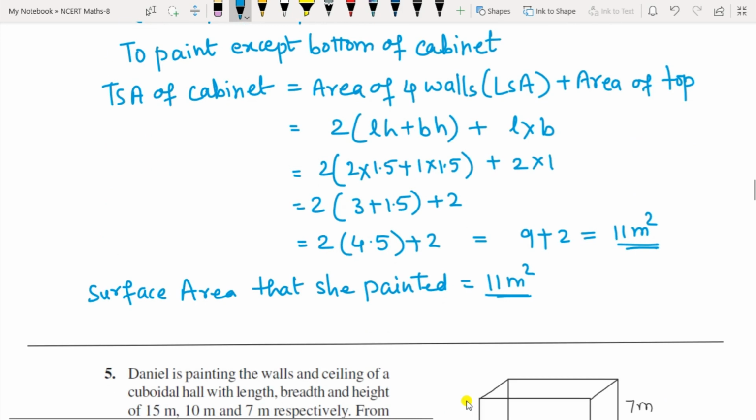You will get the answer as 9 plus 2, which is 11 meters square. So the surface area that she wanted to paint will be 11 meters square.